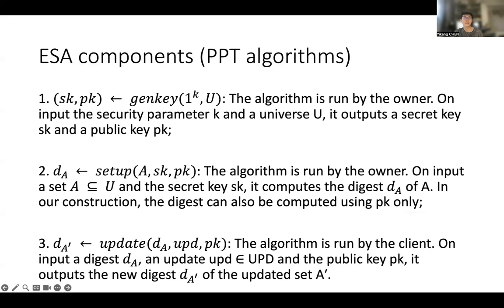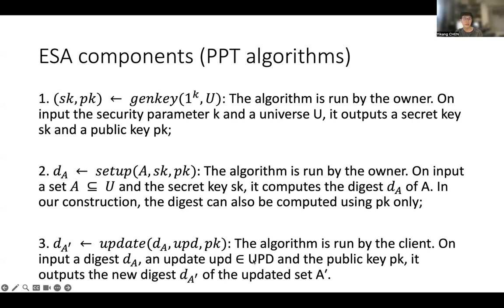So let me describe the whole process of our ESA again in general. The first step is run by the data owner. On input the security parameter and the universe U, it outputs the secret key SK and a public key PK. The second algorithm is also run by the owner. We input the set A and the secret key SK, and compute the digest DA of A. In our construction, the digest can also be computed using PK only.